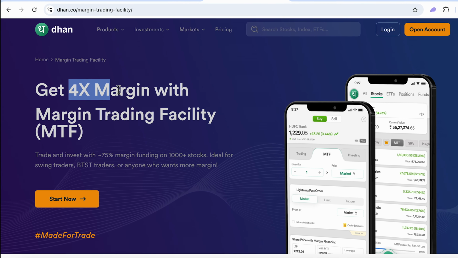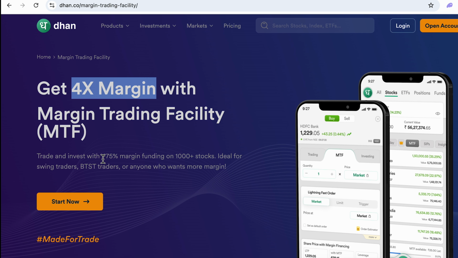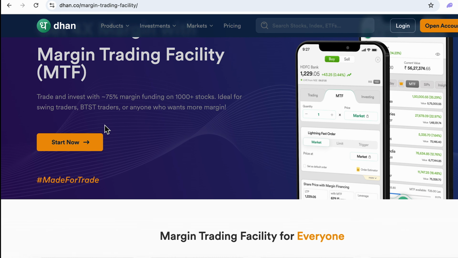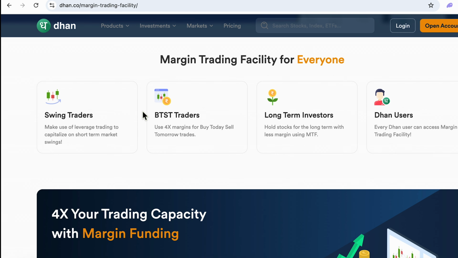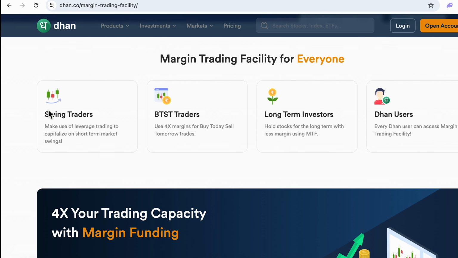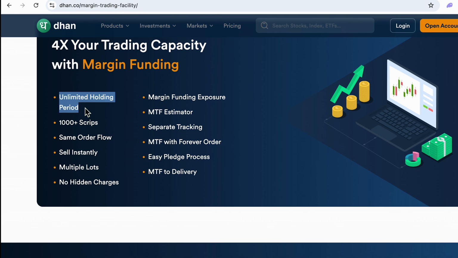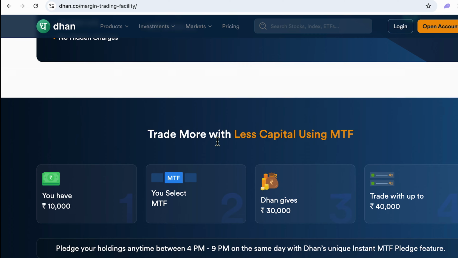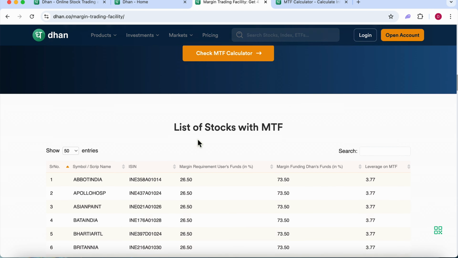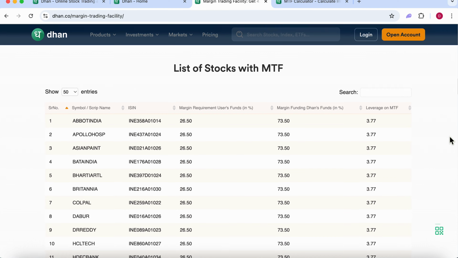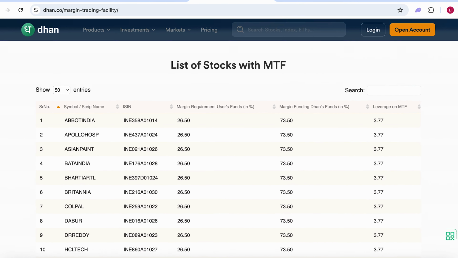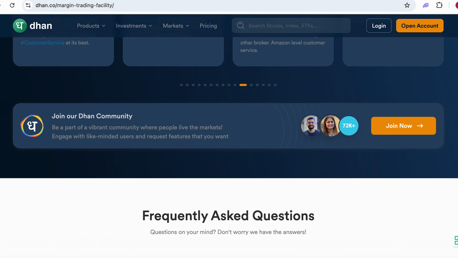So MTF basically gives us 4x margin on our trades, and this allows us to do buy today, sell tomorrow kind of trades or hold these positions for a longer period of time. As you can see, swing traders, BTST, long-term investors, Dhan users, a lot of people could use this. Now, some of the features here are unlimited holding period. There is a margin available, so you can take a position which is larger than what you would have otherwise done. And this is unlike the other margin which we use for intraday, because here we have to pay certain charges. So that's one important thing to know.